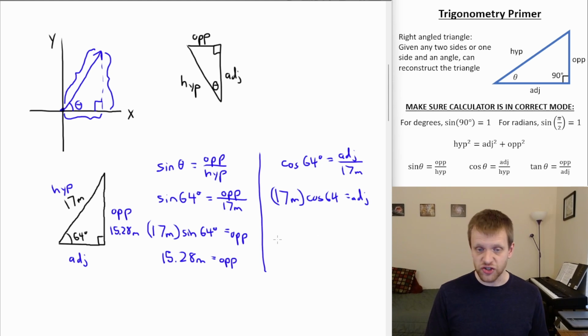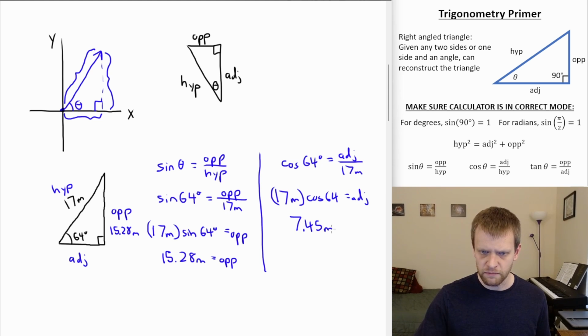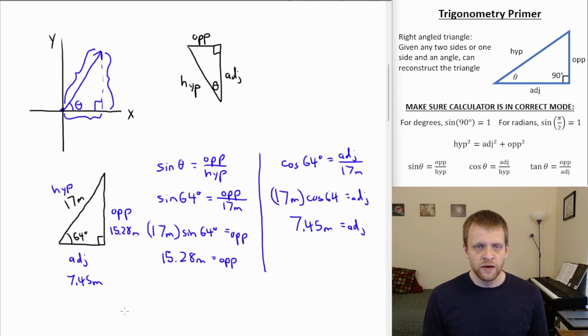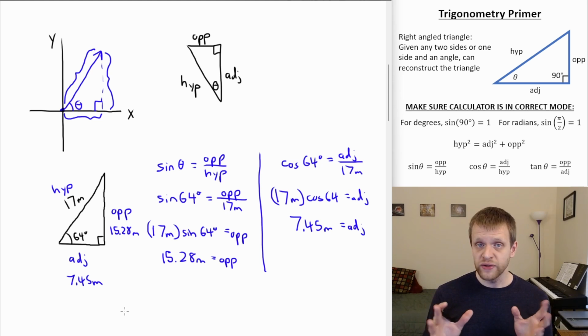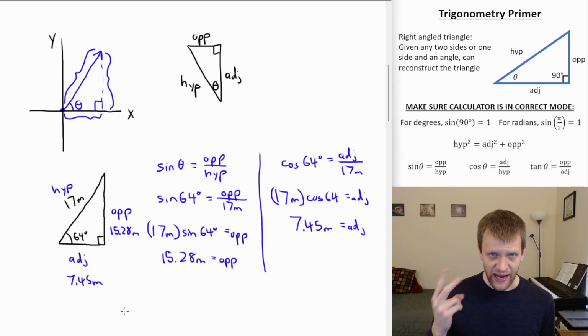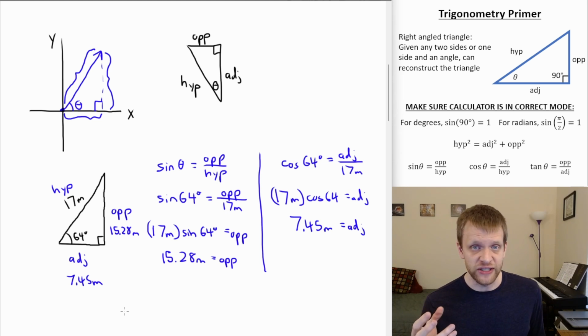And now this is something that we can just plug into our calculator. So 17 times the cosine of 64, I got 7.45 meters for that. 7.45 meters, that's our adjacent side. So from only having the hypotenuse and that angle, we can figure out what the opposite and adjacent side lengths are.